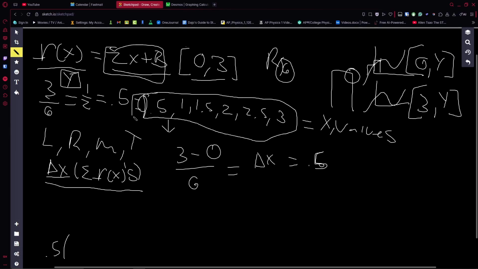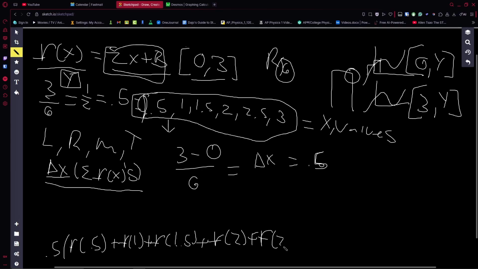And I did forget this 0 here, which was a pretty bad mistake, but now it doesn't matter. So let's calculate each one without this value, since we're doing a right Riemann sum. If we were doing a left Riemann sum, we wouldn't do the 3 value. So f of 0.5 plus f of 1 plus f of 1.5 plus f of 2 plus f of 2.5 plus f of 3.